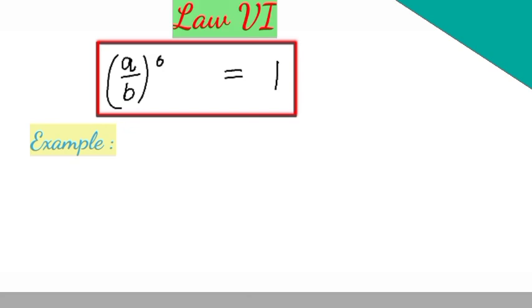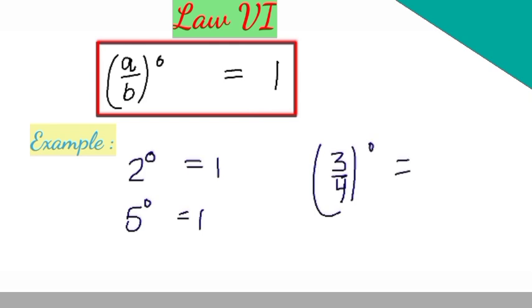Next, one more thing you need to remember: if any number or rational number has power 0, then its value will be 1. For example, 2 raised to the power 0 is 1. 5 raised to the power 0 is 1. 3 upon 4 raised to the power 0 is 1. So these are the laws which you have studied.